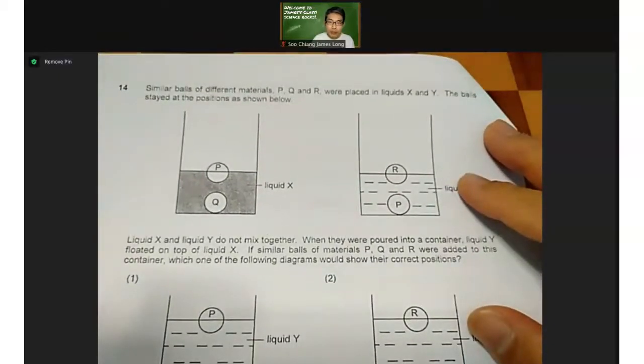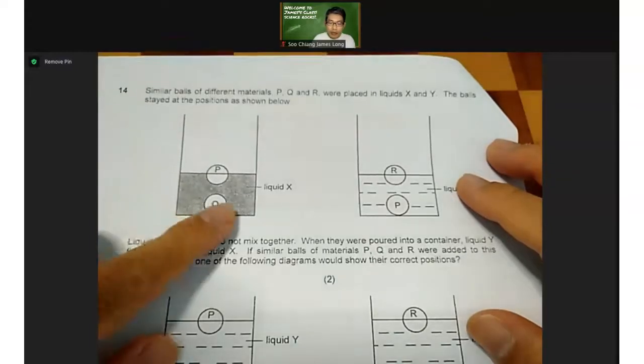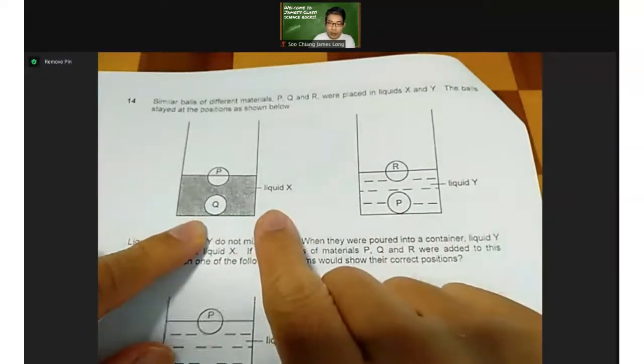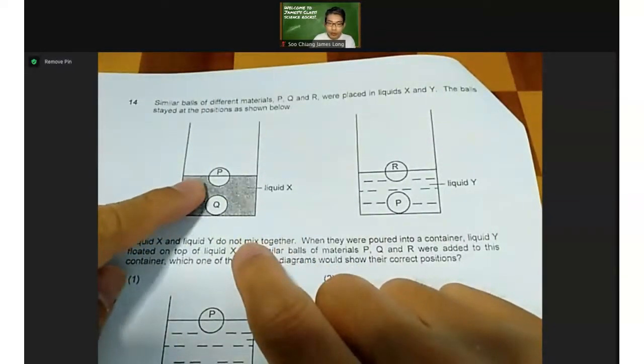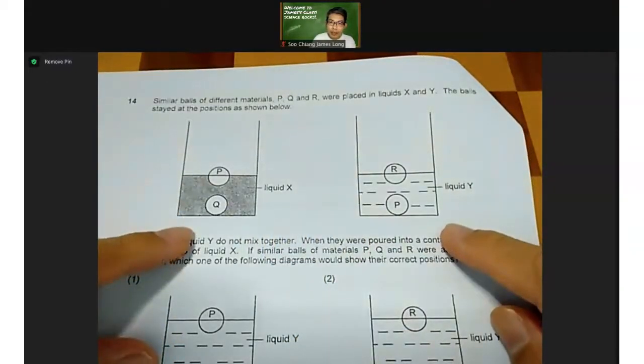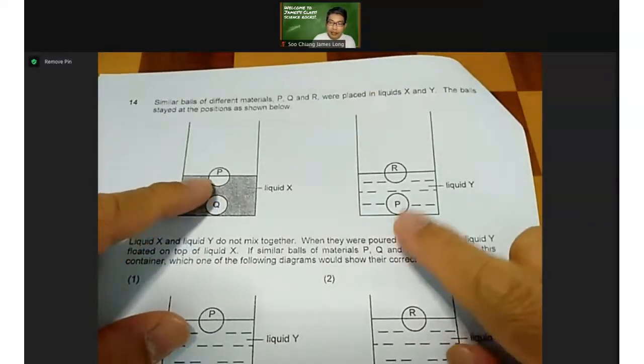Similar balls of different materials P, Q, and R were placed in liquids X and Y. The balls stayed at the position as shown below. So Q sank to the bottom in this liquid, whereas P floats in this liquid X. The P that floated in liquid X actually sank in liquid Y.